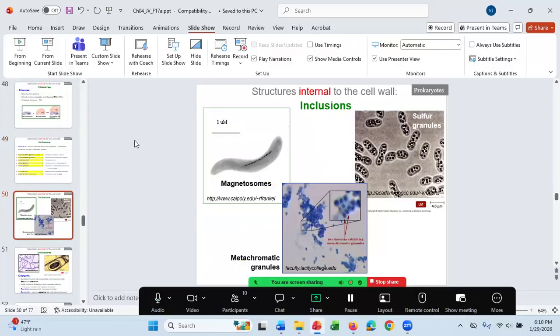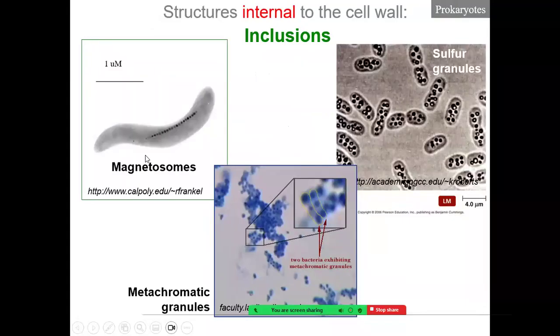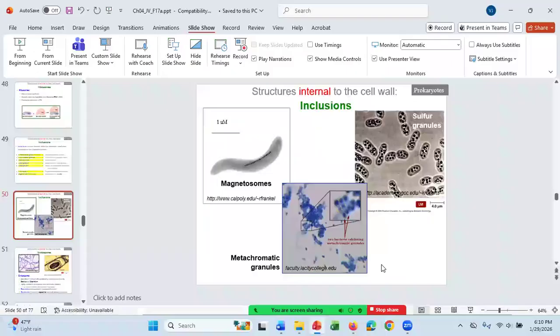Here we're looking at some different inclusions. You don't need to know the types. Magnetosomes. There's the sulfur granules I talked about earlier. And this is a metachromatic granule. You can see the cell highlighted in the yellow rim there, and there's three inclusions in the cell. Any question about inclusions?